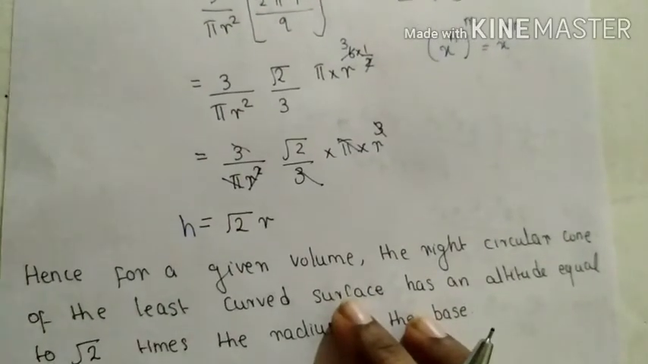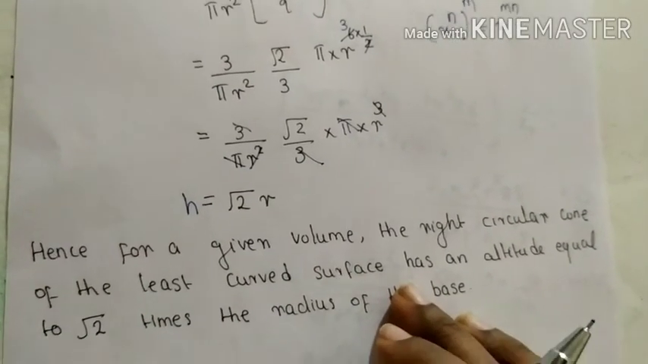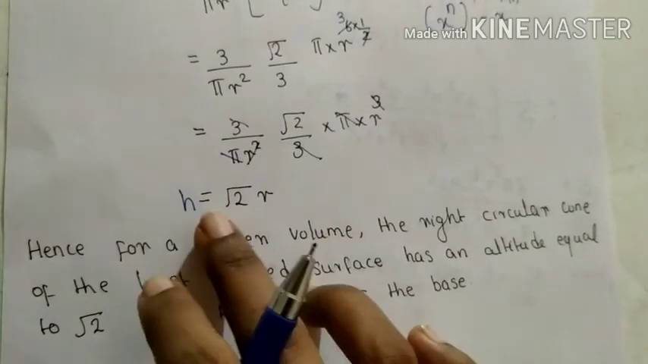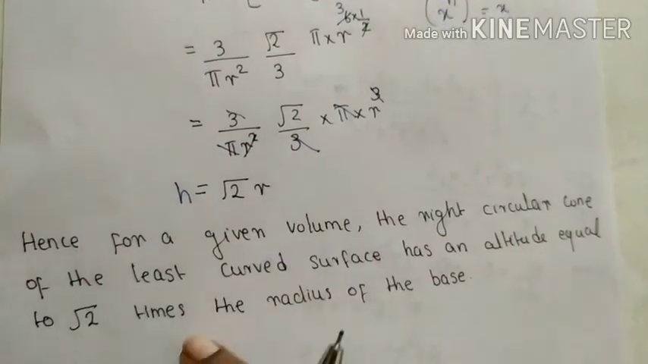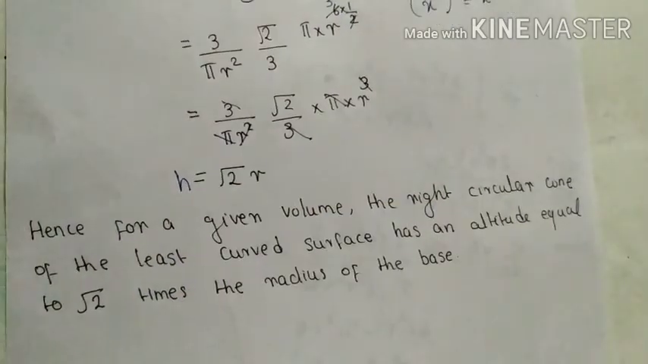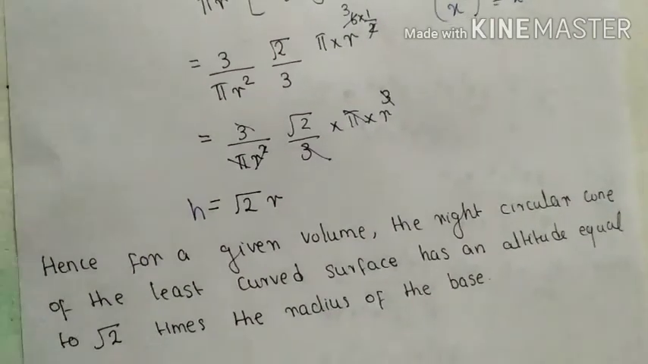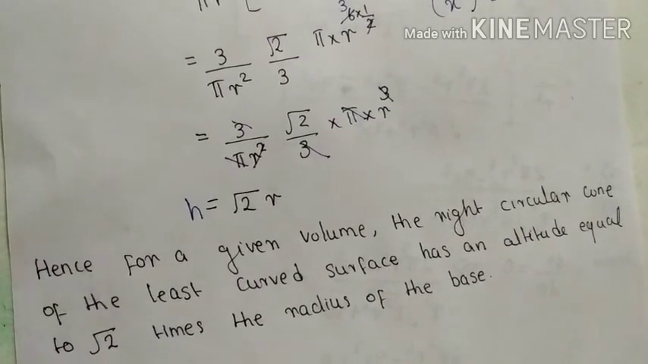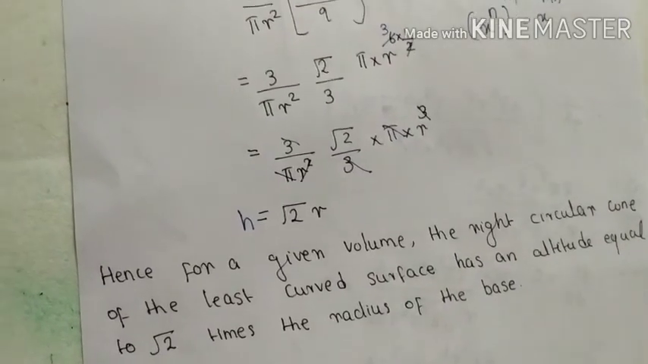So we can say that for a given volume, the right circular cone of the least curved surface area has an altitude, that is h, equal to root 2 times the r or radius of the base. Okay, we have shown h equal to root 2 r. I hope you understood this question. It seems to be a very complex question, but this type of question is very important. So you need to practice well and do this type of question.